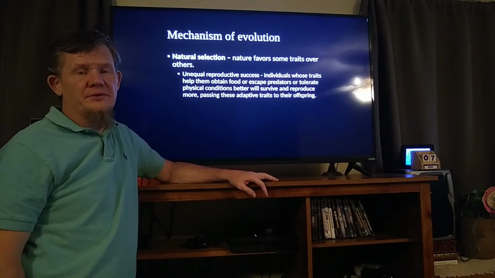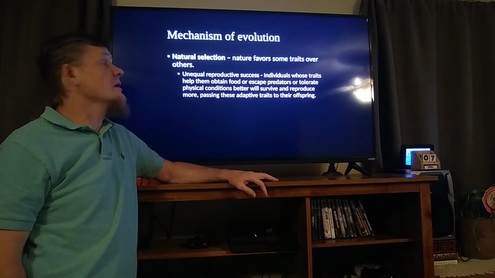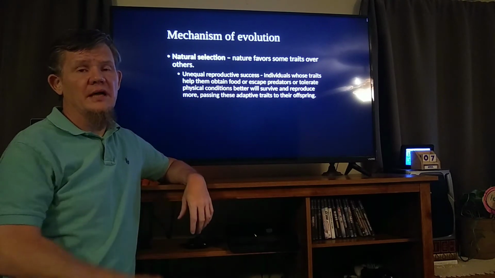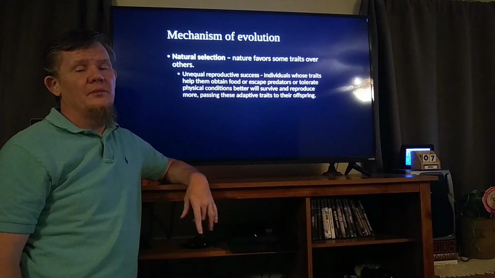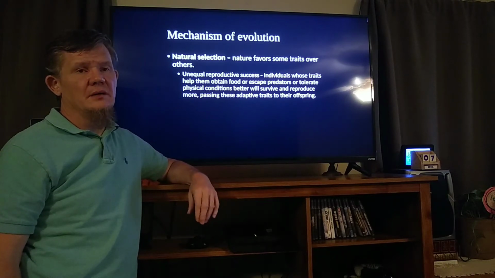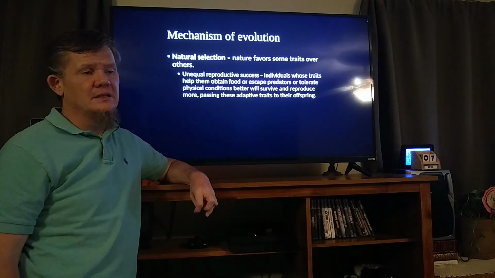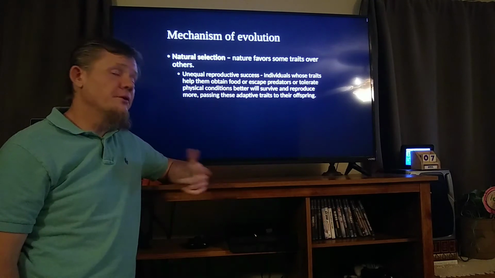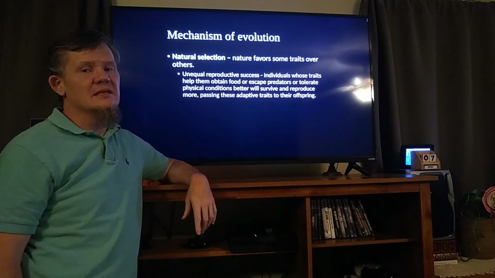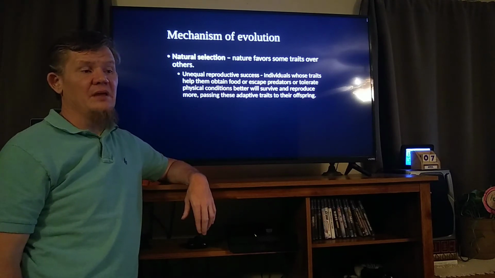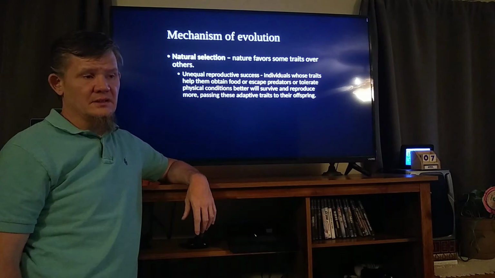Let's continue chapter 13. We're talking about the mechanism of evolution. We're talking about natural selection. Natural selection says that nature favors some individuals over others. And what that further means is that this leads to unequal reproductive success. This means that not every individual will have the same chance to have babies as every other individual.